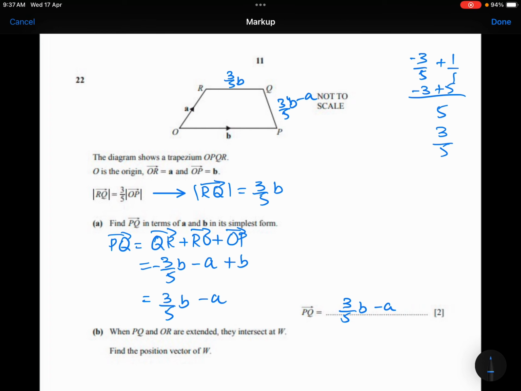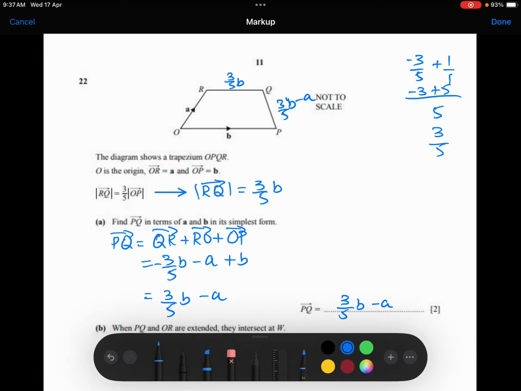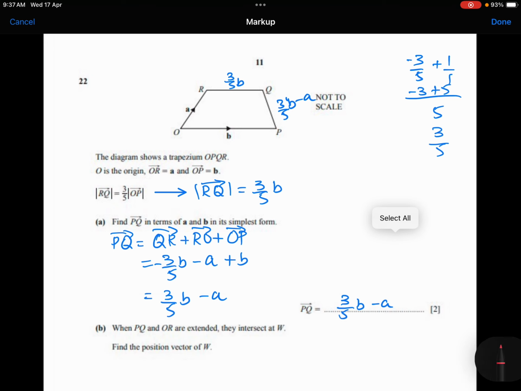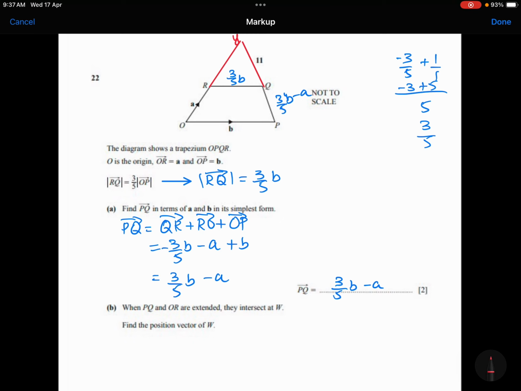Now they say that PQ and OR are extended and they intersect at Y. So PQ and OR, I am extending like this, and they meet at Y. So that would be Y. Okay, now they want to find the position vector of W. Here its name is W.